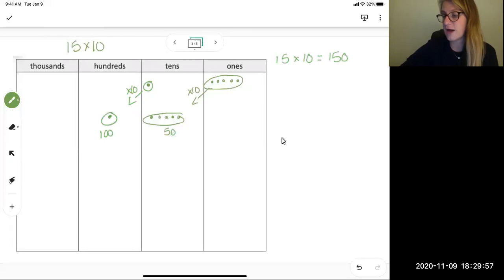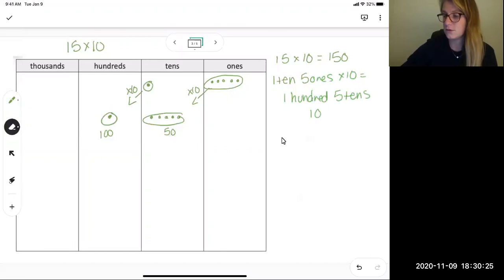We're taking 5 ones times 10, which gives us 5 tens, which is 50, and 1 ten times 10 gives 100. Together that gives us 150.